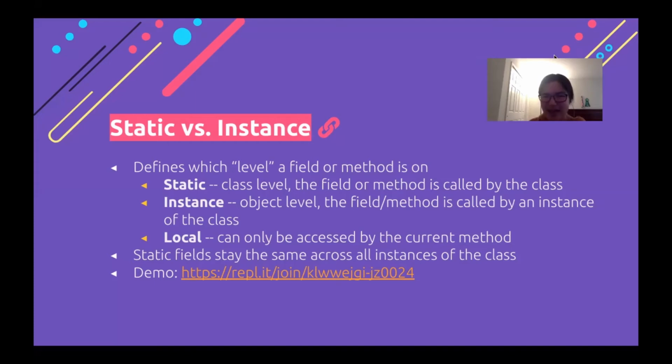And finally, we have another level, which is local. This means the variable can only be accessed in the current method. Outside the method's curly brackets, that variable doesn't exist. Again, static fields stay the same across all instances of the class.